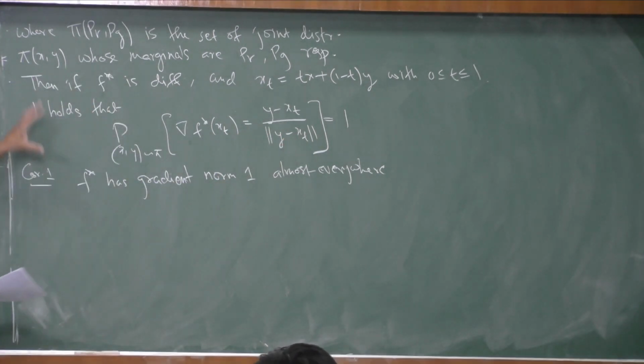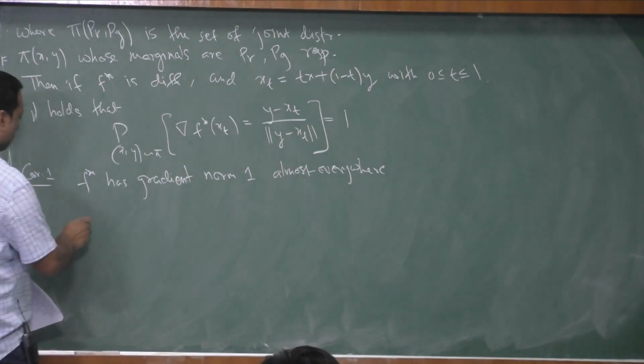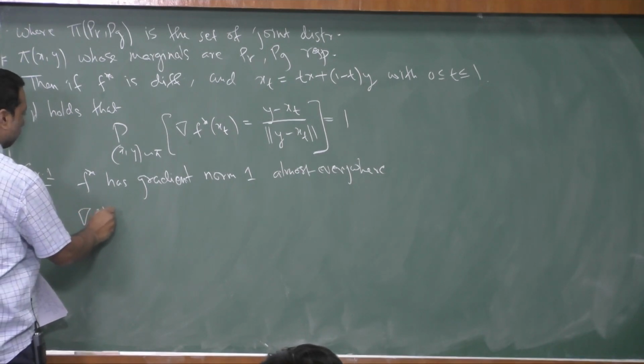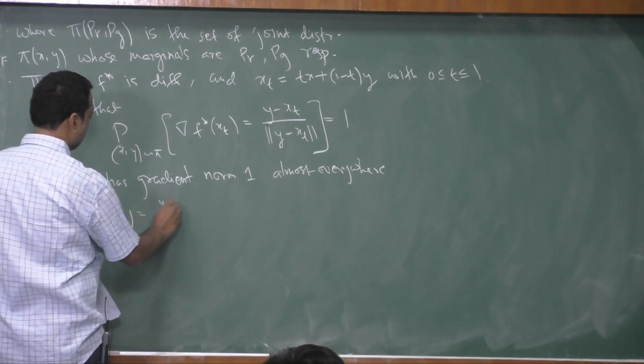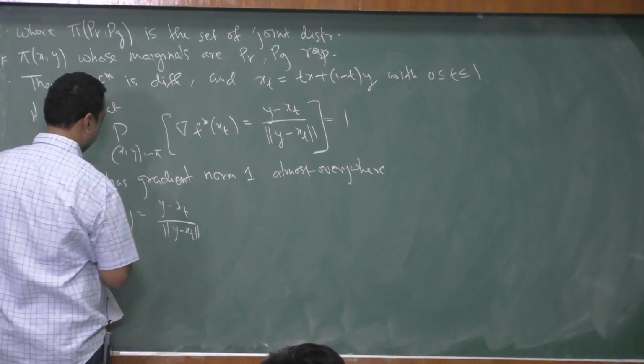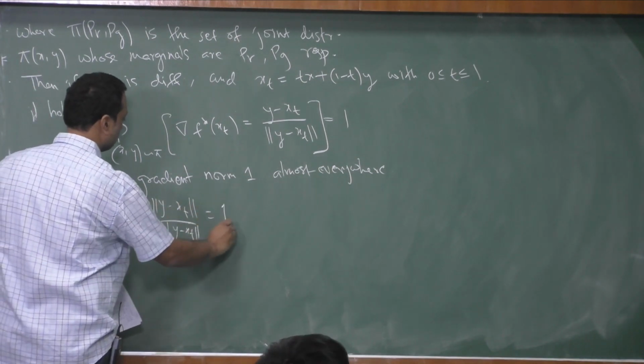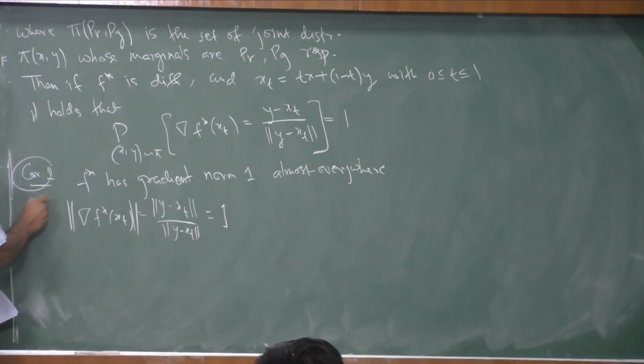They are trying to be very precise here, because there is a measure-theoretic thing going on which we may not have to go into. What we have to say is that this happens because it has probability 1. So indeed the gradient at x_t is (y minus x_t) by the norm of y minus x_t. So if I take the norm of the gradient here, then this is indeed 1. This is what this corollary is trying to say. This is the main observation of the WGAN-GP paper.